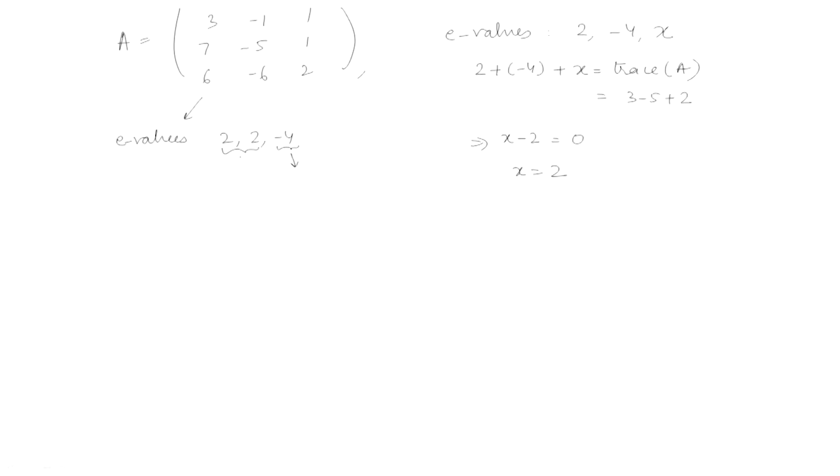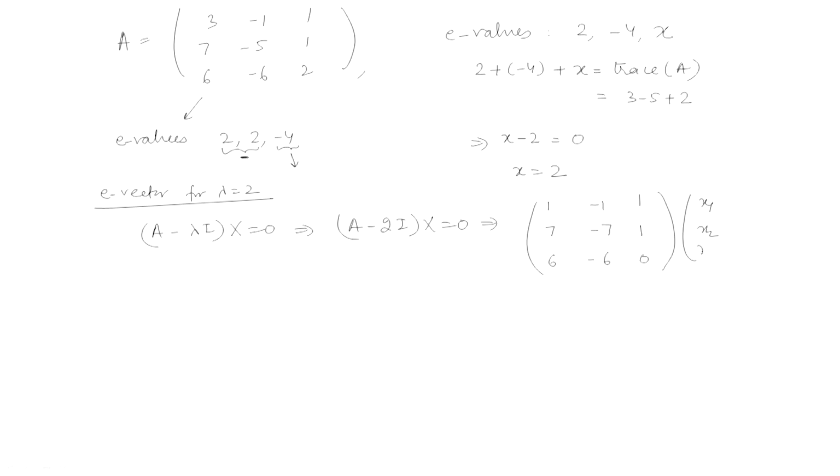So, let us find the eigenvector corresponding to lambda equal to 2. How will you find it? A minus lambda I times x equals 0. Put lambda equal to 2. What is A minus 2 I? It is 1 minus 1 1, 7 minus 7 1, 6 minus 6 0, times x, that is x1, x2, x3, equal to 0 0 0.